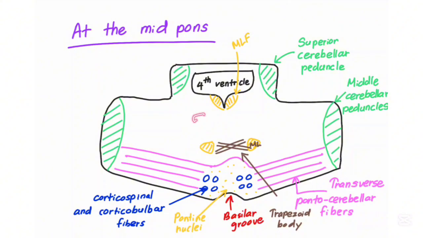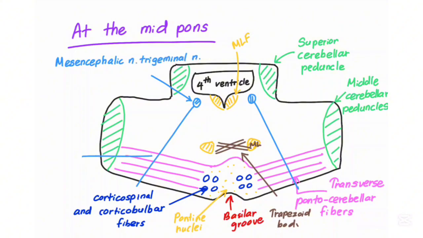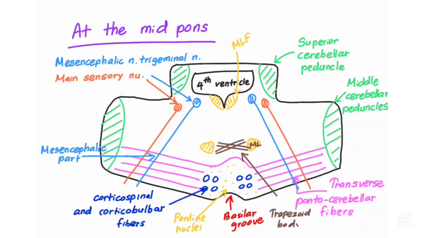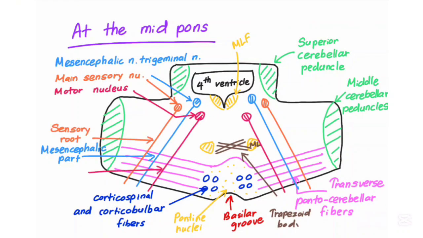As we know, at the middle level of the pons, we can see the 5th cranial nerve, the trigeminal nerve, and it consists of 3 roots. So here's the mesencephalic nucleus of the trigeminal nerve and its mesencephalic part. And here's the main sensory nucleus and its sensory root, then the motor nucleus and its motor root. So all together this is known as the trigeminal nerve.